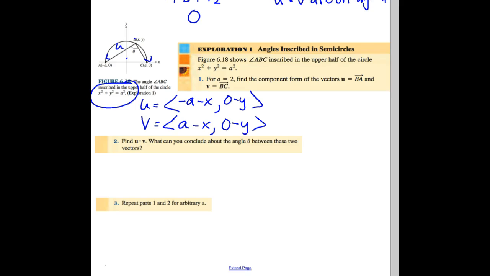Step 2 says to find the dot product and explain what it means. So let's do the dot product of U and V. It says take first component times first component, which is a little more involved here. Sorry, we forgot to put 2's in, didn't we? They told us A was 2. Yes? I skipped right to doing it with the generic one. All right, let's go back. Let's plug 2's in for our A values. So this would be negative 2 here and positive 2.